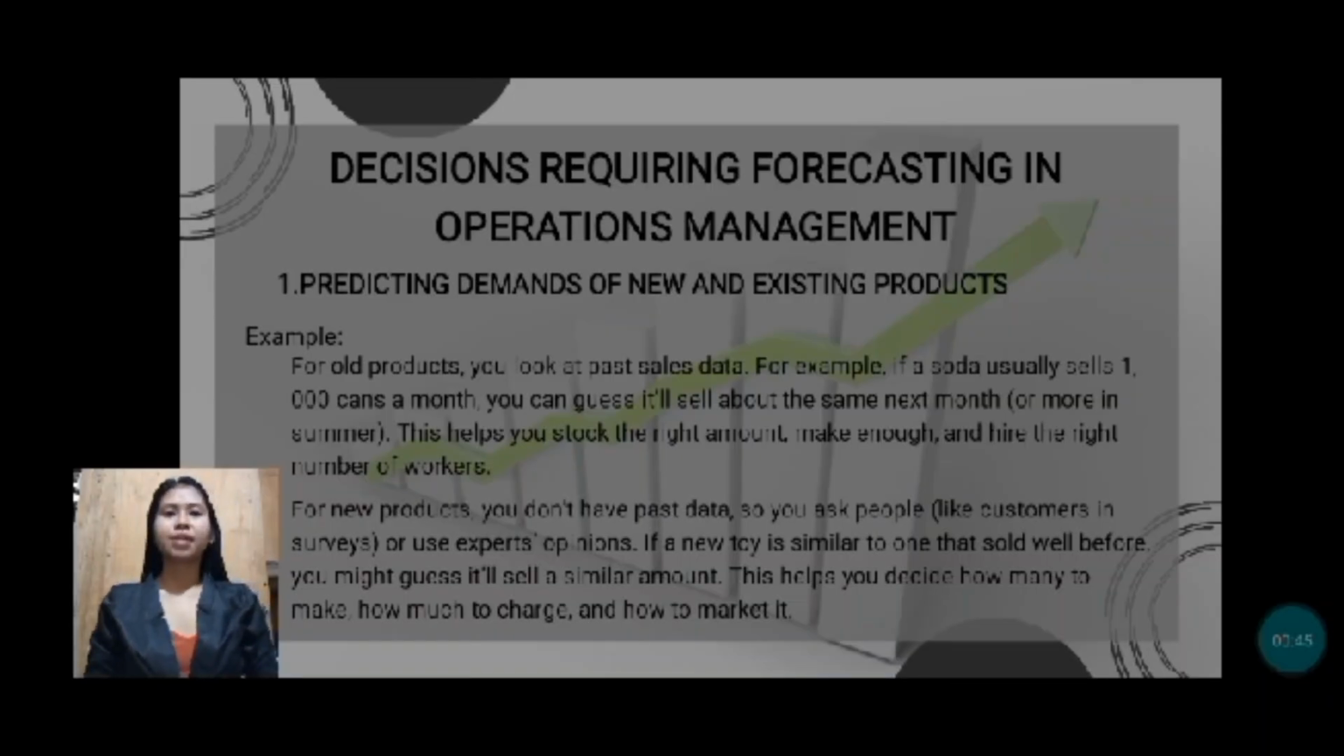So for new products, you don't have past data. So you ask people, like customers in surveys, or use experts' opinions. If a new toy is similar to one that sold well before, you might guess it sells a similar amount. So this helps you decide how many to make, how much to charge, and how to market it. So that is predicting demands of new and existing products.